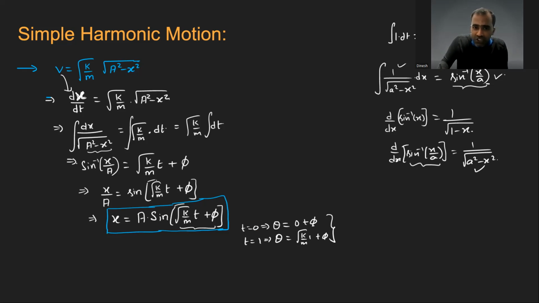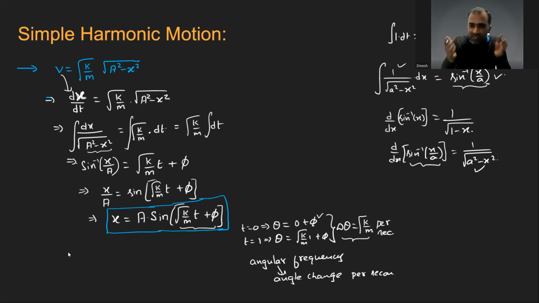Can you tell me what is the change in angle or change in phase? How much phase changed in 1 second? Can I say it is root of k by m? Initially it is phi, and it has increased by root of k by m. So the change in phase is root of k by m per second. Per second, what is the phase change or angle change? Root of k by m. Angular frequency means angle change or phase change per second. You just observe for 1 second, how much is the phase change? That is what omega is.